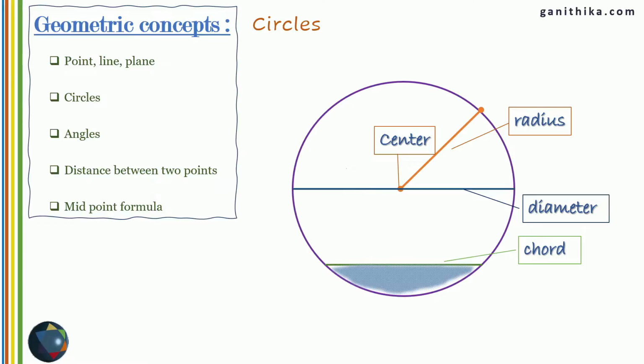This space, which is cut by the chord on the circle, is called a segment. So there are two segments when a chord cuts the circle. One segment here, which I've shown in blue, is the minor segment. On the other side of the chord, which is very huge, it is called the major segment.